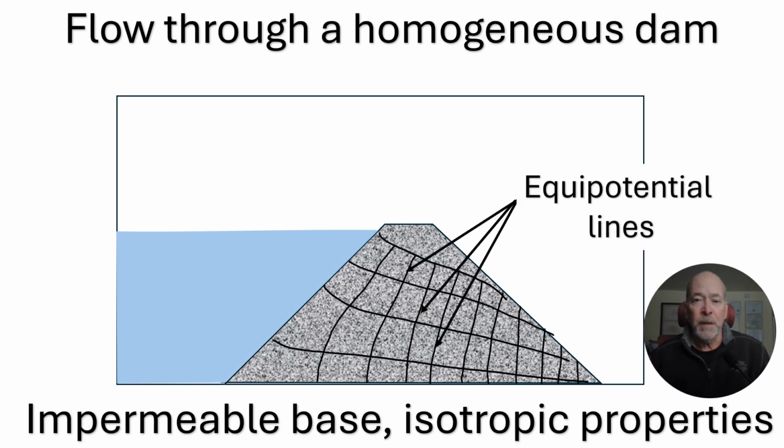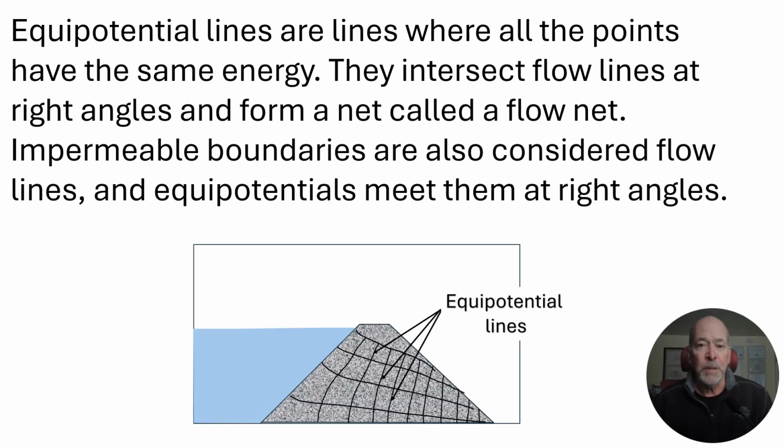Well, those new lines that I drew in there are called equipotential lines. And here we see a definition of equipotential lines. They're lines where all the points have the same energy. They intersect flow lines at right angles and form a net called a flow net. So what I've drawn below is a flow net. Impermeable boundaries are also considered flow lines, and equipotentials meet them at right angles. So you see the base is also a flow line, and those equipotential lines meet them also at right angles. Pretty simple so far.